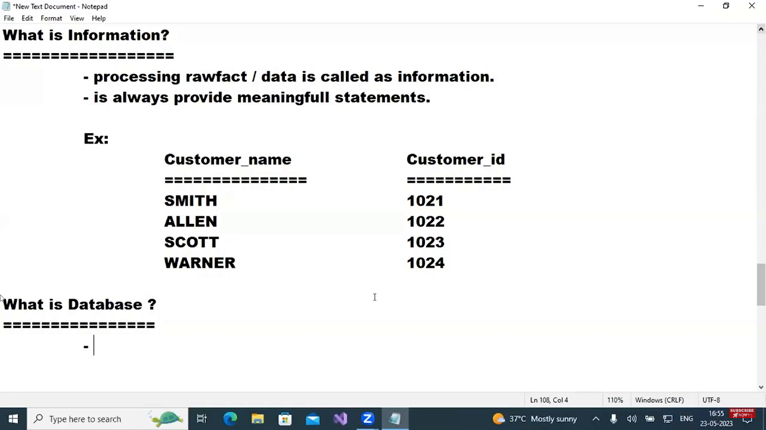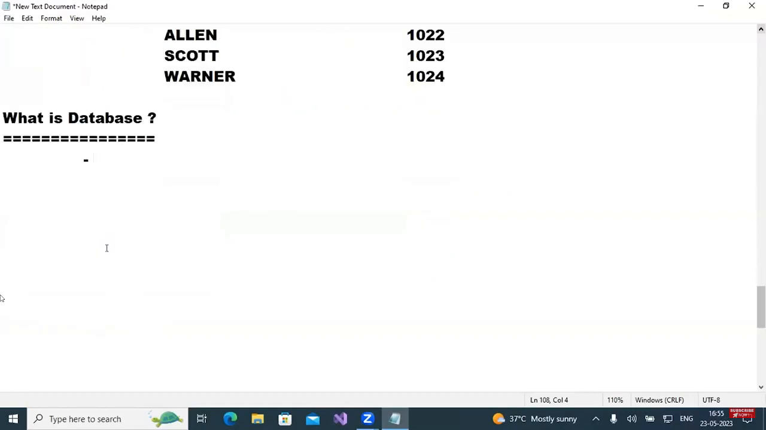For a simple example, suppose one of the organizations is here. Observe carefully one example. SBI is one of the organizations, or it is a bank. SBI organization.